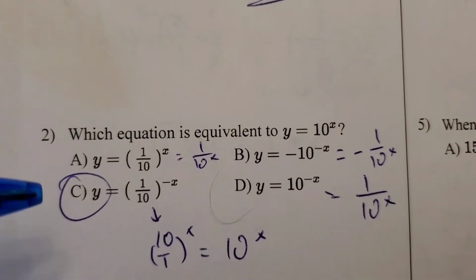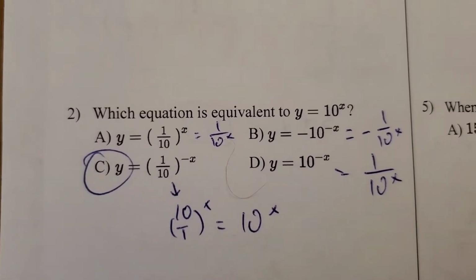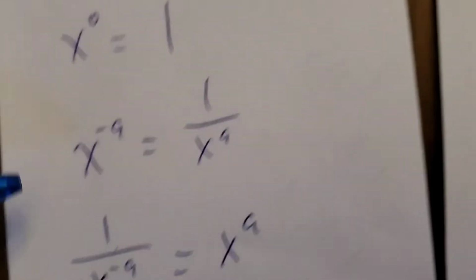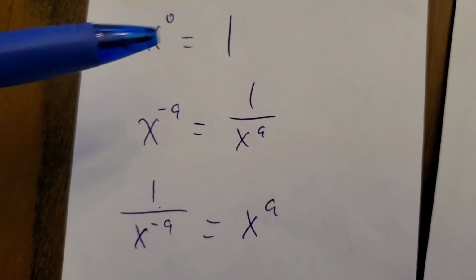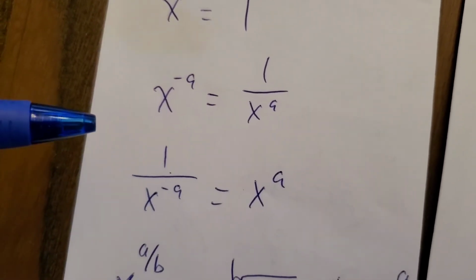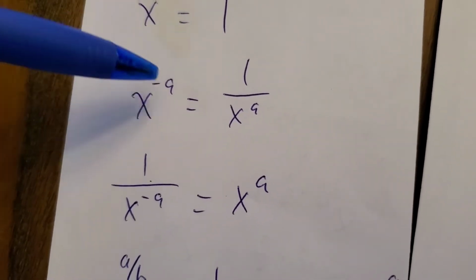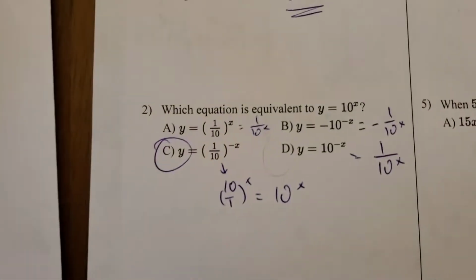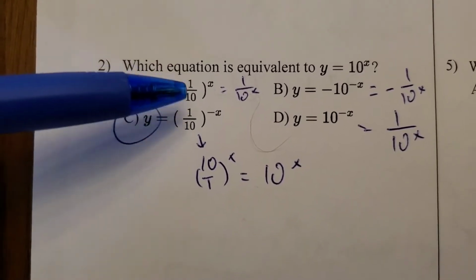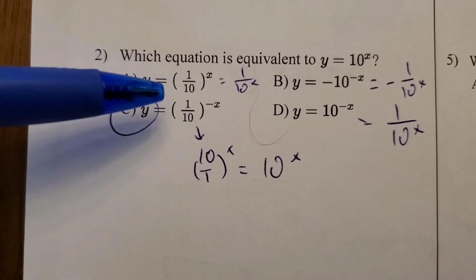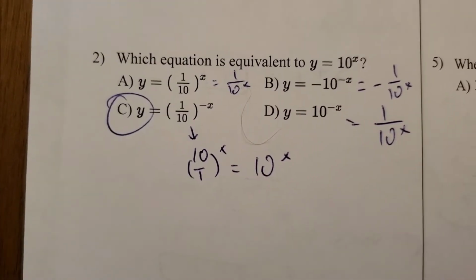You can just go through these one at a time and apply our negative exponent rule, which is down here. We have 2 of them. x to the negative a is 1 over x to the positive a, or 1 over x to the negative a equals x to the positive a. Remember, negative exponent just means reciprocal. So if we have 1 over 10 to the x power, nothing changes there. It's just 1 over 10 to the x power.